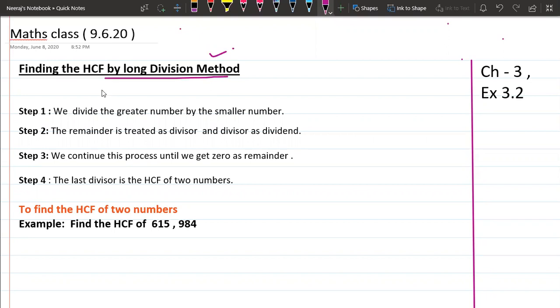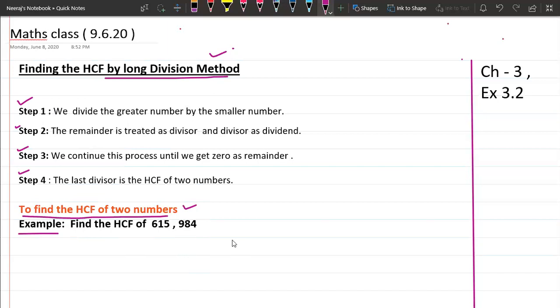So to find the HCF by long division method we will use the following steps. While we perform the problem sums of HCF, we need to learn these steps. So here is an example. Here we will find the HCF of two numbers. It is a case whenever you have to find the HCF of two numbers.